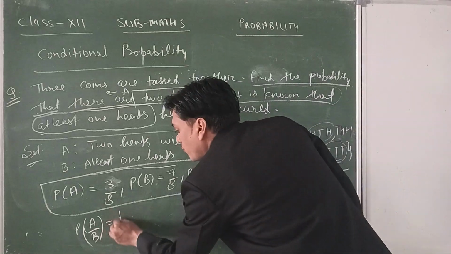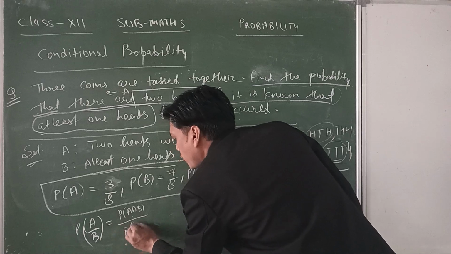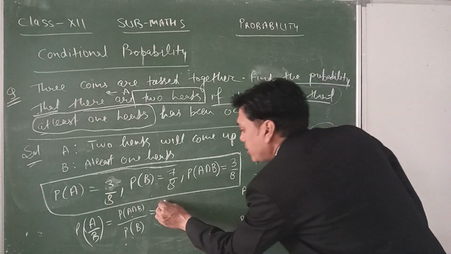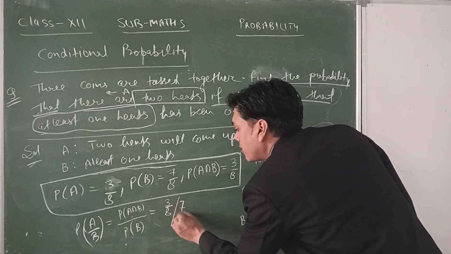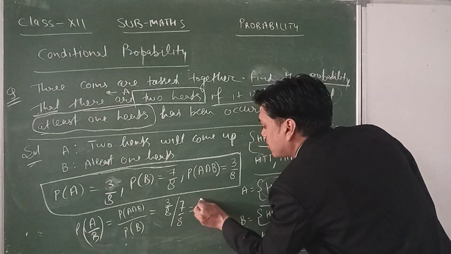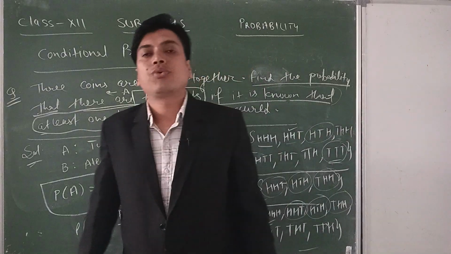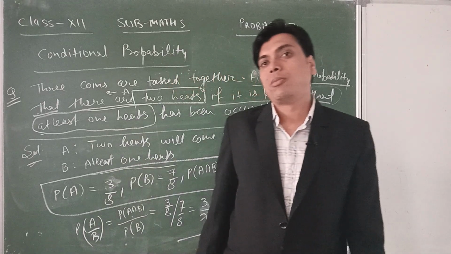Okay, so the formula we will apply: probability of A intersection B divided by probability of B. So it will be probability of A intersection B, 3 by 8, divided by probability of B, 7 by 8. So the common denominators will be cancelled. So 3 by 7. This kind of question is known as a question on conditional probability.